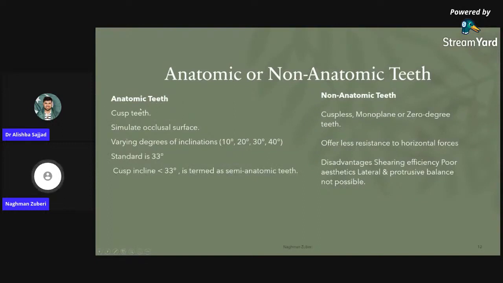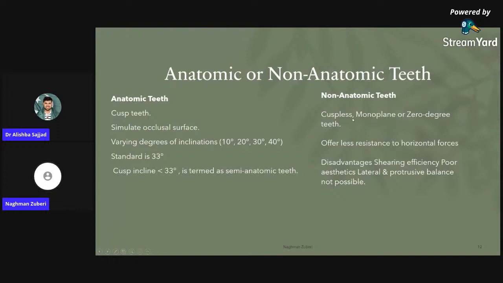Anatomic teeth are cusp teeth. They are also called cusped teeth. They simulate the occlusal surfaces. Varying degrees of inclination are present, like 10-degree cusps, 20-degree cusps, 30-degree cusps, and 40-degree cusps. The standard or average is 30-degree cusps. A cusp incline of less than 33 degrees is termed semi-anatomic teeth.